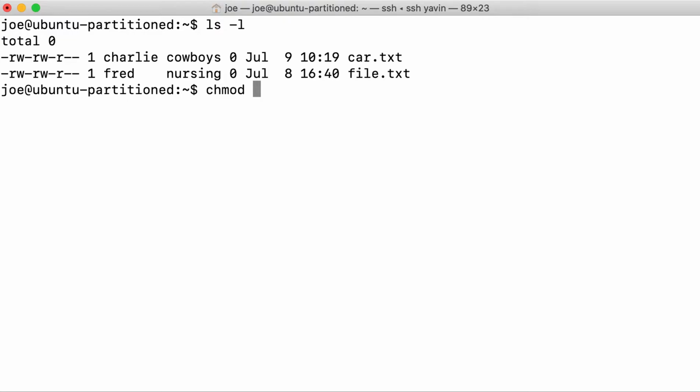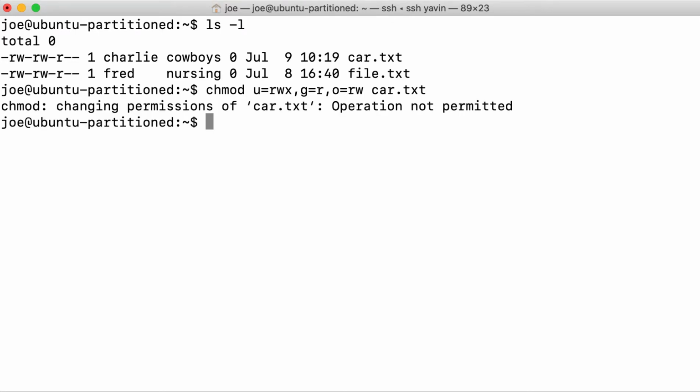Let's first start off with symbolic mode. So let's say user equals read write. And in fact, let's throw the execute bit there so you can see it. Group equals read, and other equals read write, just for fun. Car.txt. Now it says, you can't do this.